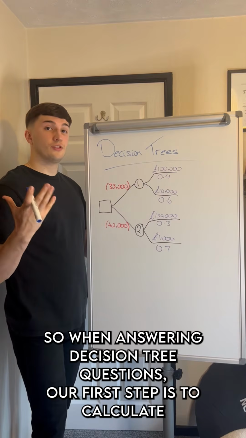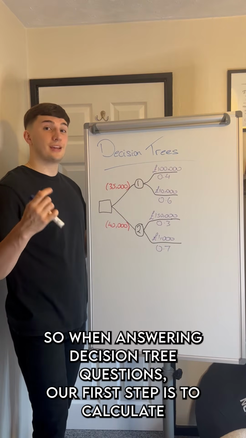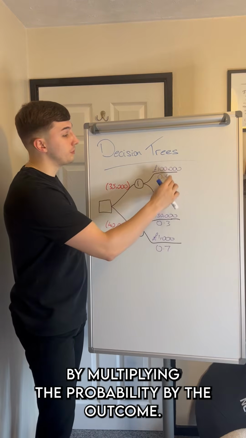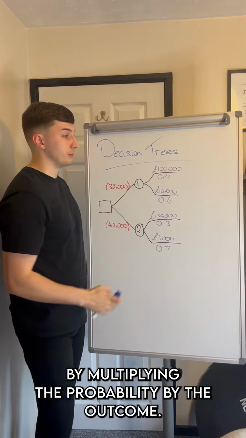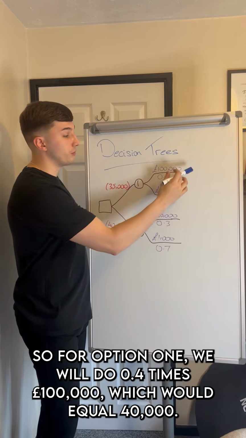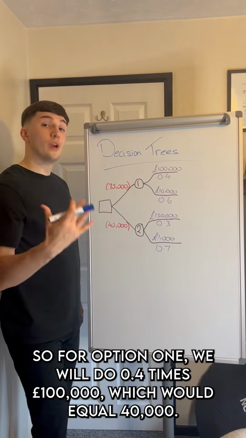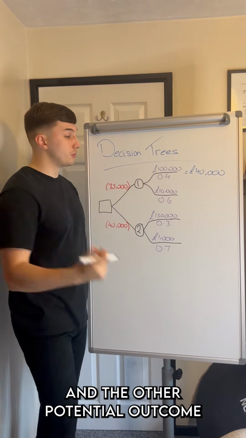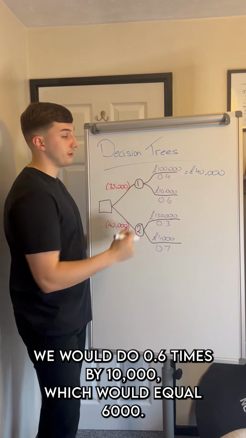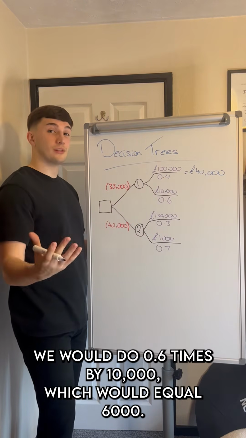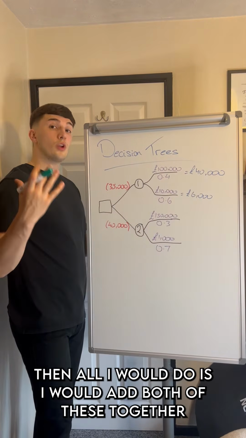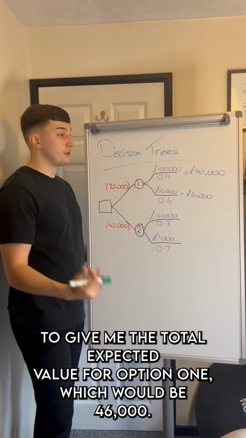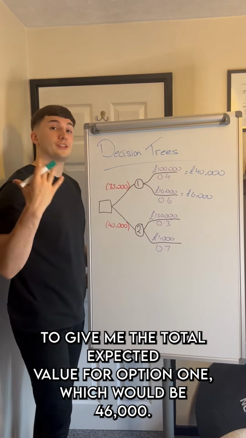So when answering decision tree questions, our first step is to calculate the expected value, which we can do by timesing the probability by the outcome. So for option 1, we would do 0.4 times £100,000, which would equal 40,000. And the other potential outcome, we would do 0.6 times 10,000, which would equal 6,000. Then all I would do is add both of these together to give me the total expected value for option 1, which would be 46,000.